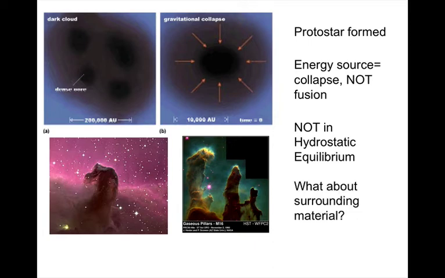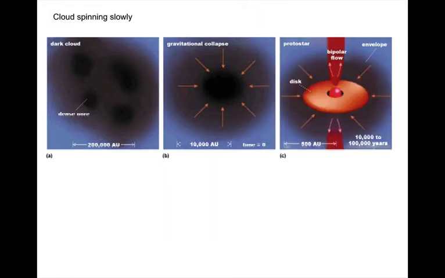But what happens to the materials surrounding the star? Only the very core of this cloud has collapsed to become a protostar. So what happens to the rest of the material around there? So let's add another picture here. In this protostar phase, in the picture on the very right, you'll notice that there's not just the protostar at the center, but now there's all kinds of stuff that's going on here.